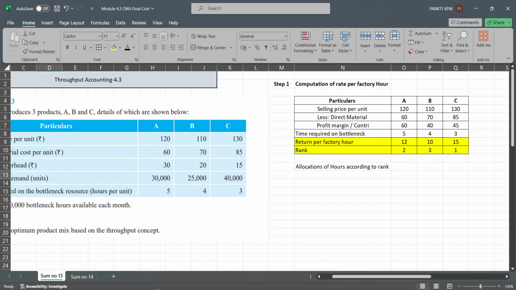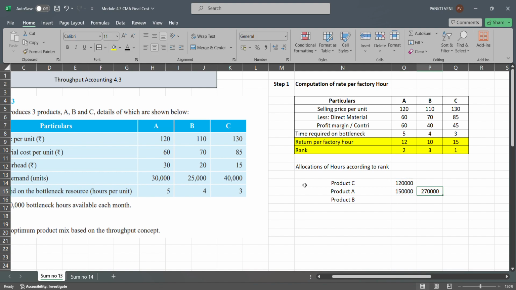So I have 320,000 as total hours. My first rank is product C. According to the rank, first product is product C, then I have product A, then I have product B. Product C is 40,000 into 3 hours, so 120,000 required. Then I have 30,000 units of product A, 30,000 units into 5 hours, so 150,000 hours are required.